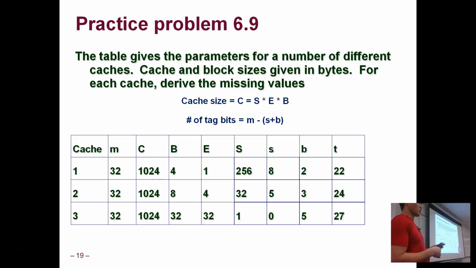This is sort of dry, but we're going to get to cache simulation soon. And then the point of this will hopefully be a little bit clearer.